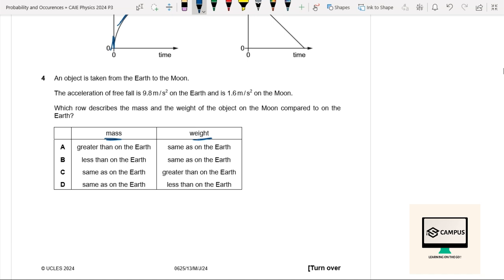So C and D. Well, the weight is equal to mg, mass times the acceleration due to gravity. So the weight would be less than that on the Earth. So option D would be the right answer. Right. Moving on.